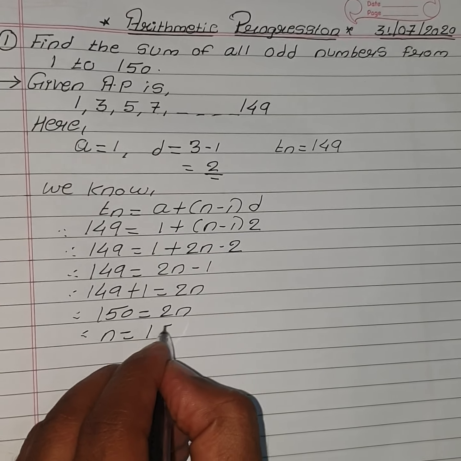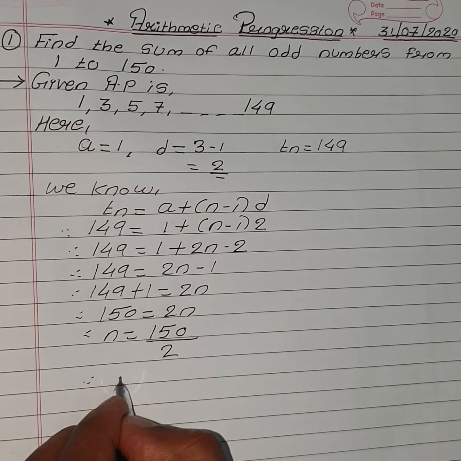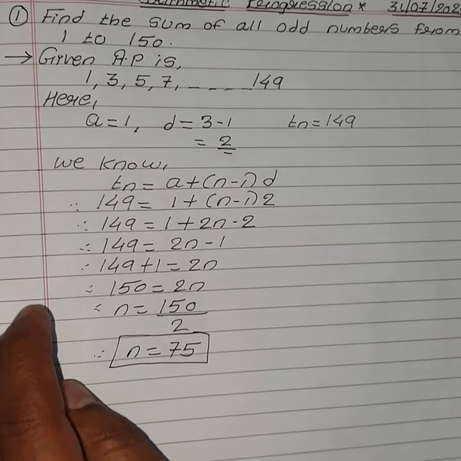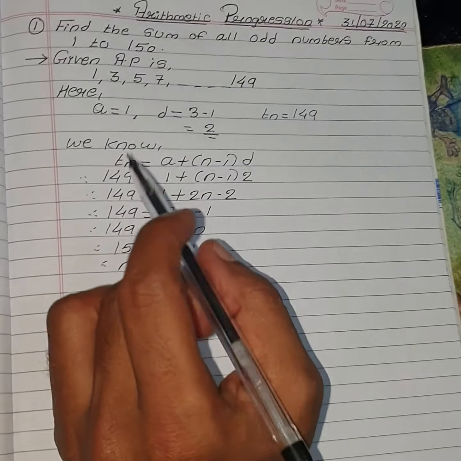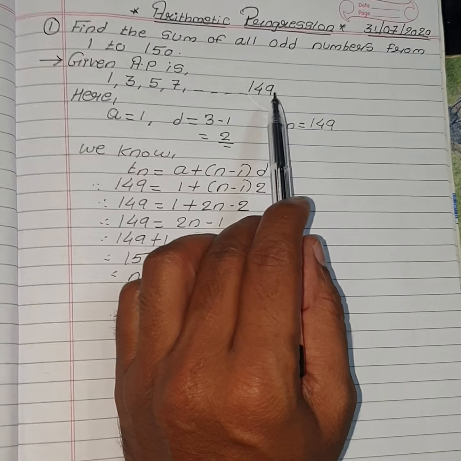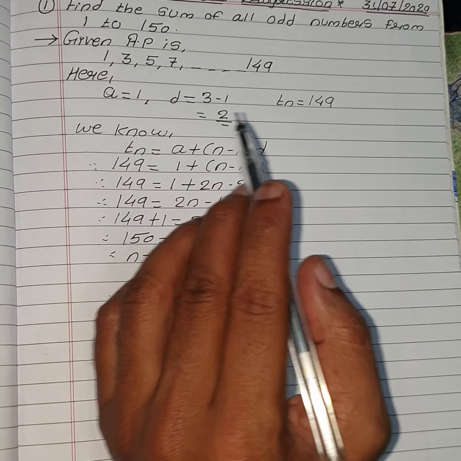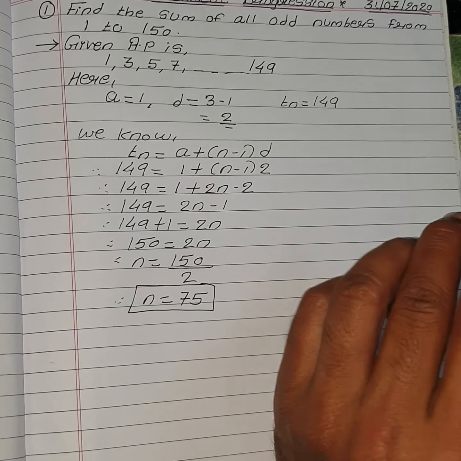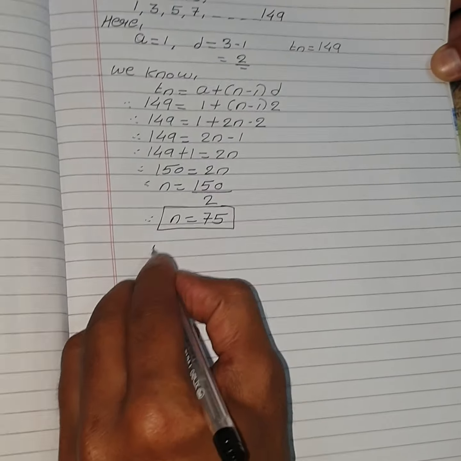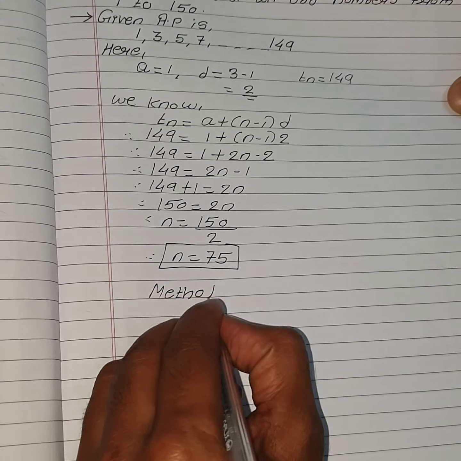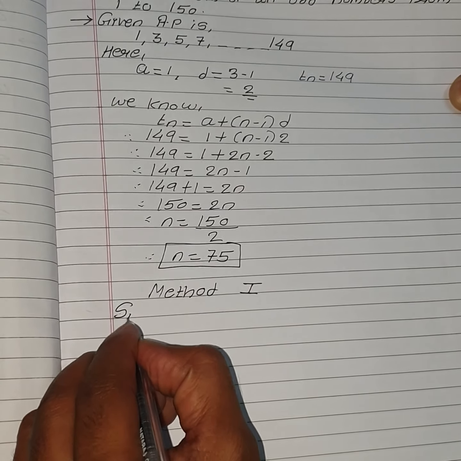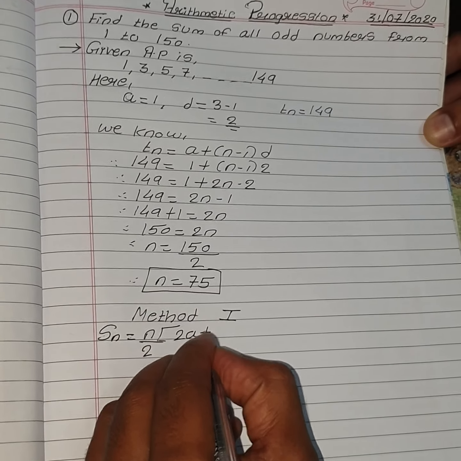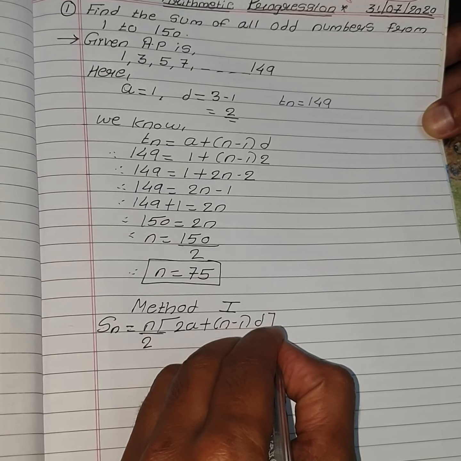Therefore n is equal to 75. So in this way we got the value of n. So what we have done, we have found out the number of terms in the given AP. Now we have to find out the sum of all the terms. Now for finding out the sum of the terms of an AP, there are two formulas. So first we will see method 1. S of n is equal to n upon 2 into (2a plus (n minus 1) into d).